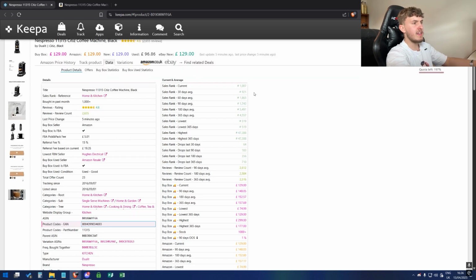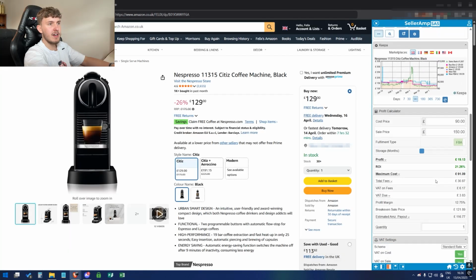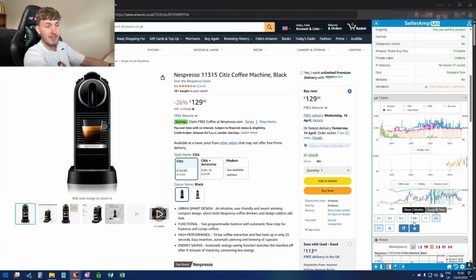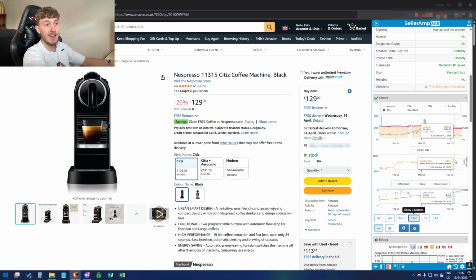So this coffee machine in particular, we can see in the last 30 days the sales rank has actually been a lot lower than it has been previously. So for some reason right now it's selling better than it has historically. If we have a look at the monthly sold chart, it does indeed confirm this. In fact, this unit actually sells more now than it ever has previously.